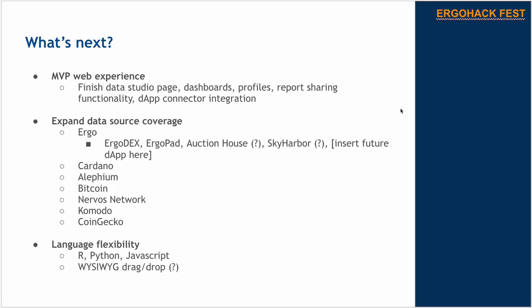So what's next, right? There's a lot to do. Obviously, it's a prototype, so there's a lot we can do in terms of building out the full MVP experience for our customers. We do plan to expand our data source coverage. So right now it's only on Ergo. We're focusing on a few dApps as well, but eventually, and right now we're beginning our research on expanding and chatting with other blockchain foundations to see how we can incorporate this into Azorus.